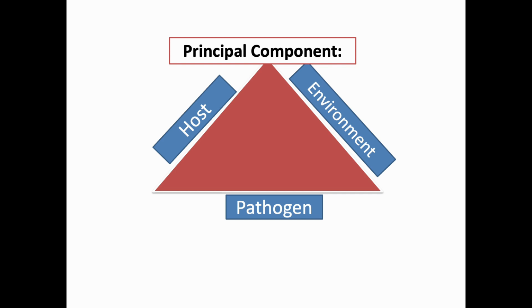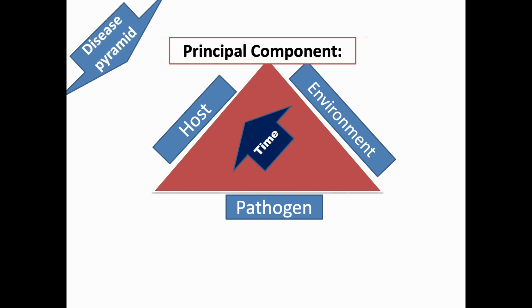To establish a particular disease, the host must be susceptible, the environment must be conducive for the growth and development of the pathogen, and the pathogen must be very virulent to attack the susceptible host. And the interrelationship between these three principal components is generally expressed through a triangle.